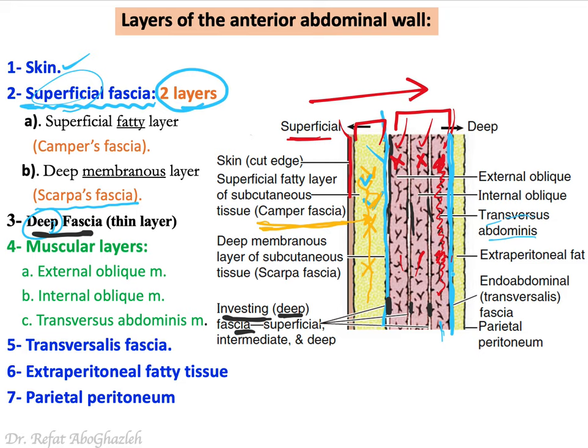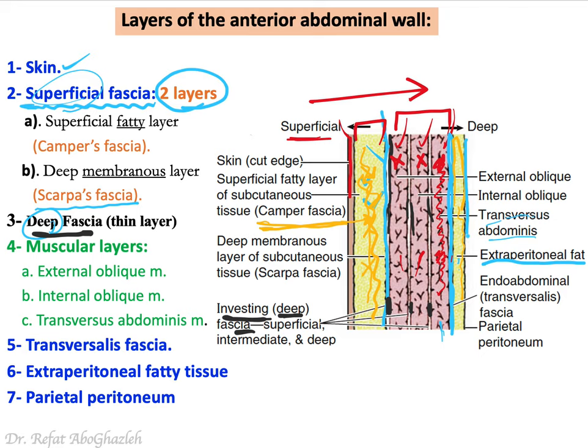Now, deep to the transversalis fascia, we have another fatty layer, which is known as extraperitoneal fat. Extraperitoneal fatty layer. Other than the camper's fascia, yes, we have the extraperitoneal fatty layer. Deep to it now, the last layer, which is the parietal peritoneum.